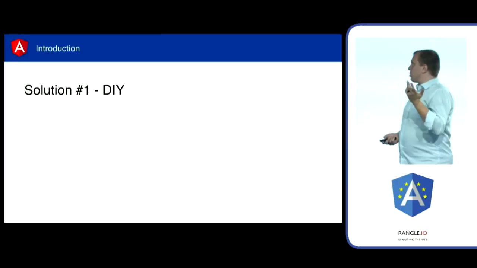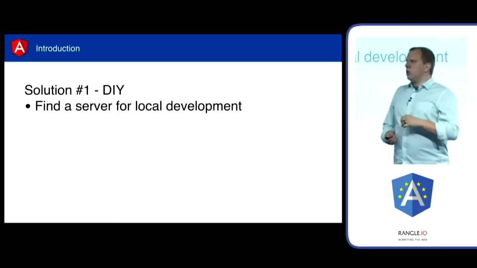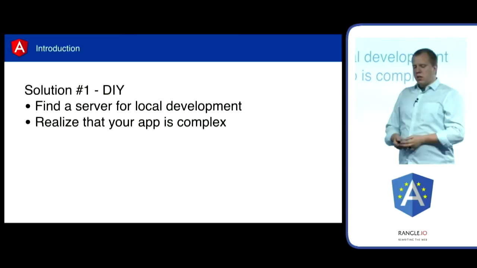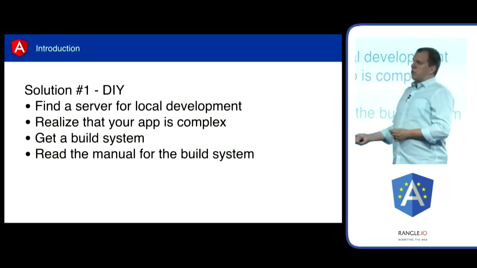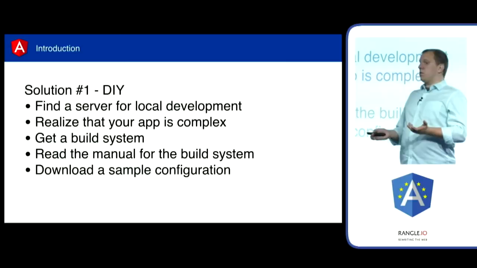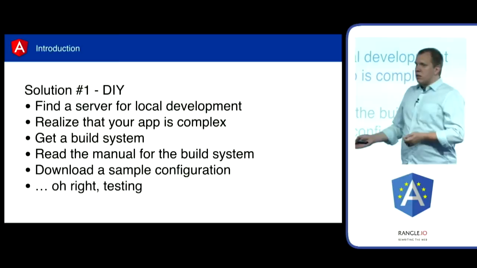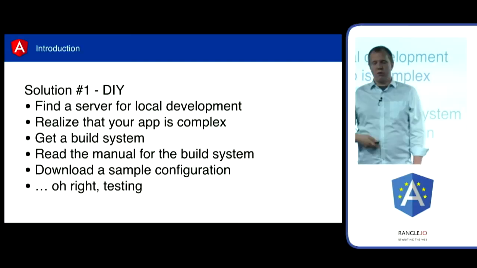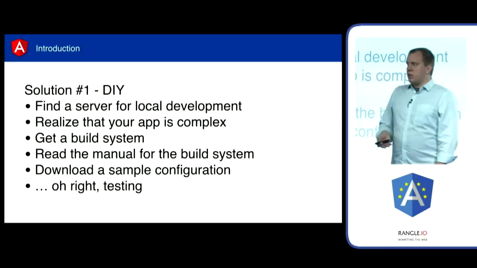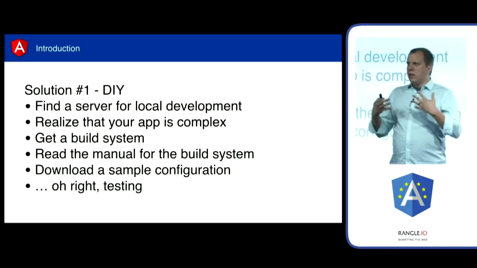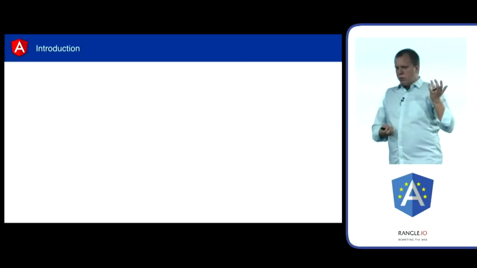You gotta find a server for local development, you spin up a server, you realize that your app is actually more complex than a to-do list. So you get a build system, and then you get a bundler, and then you read the manual for the build system and your bundler, and then you download a sample configuration that does not fit your need, and then you try to read the manual of that, and then you forgot about testing, so you start putting in specs and then configuring Karma, and it's the same story over and over. You read the manual, and you try to do it yourself, and you realize that life is really complex. And these tools are all complex and complexly integrated with each other. They're not easily integrated.